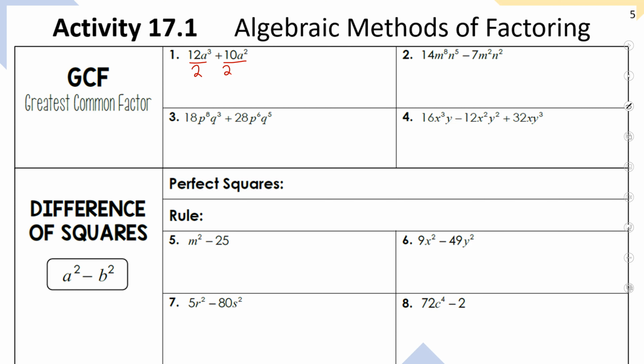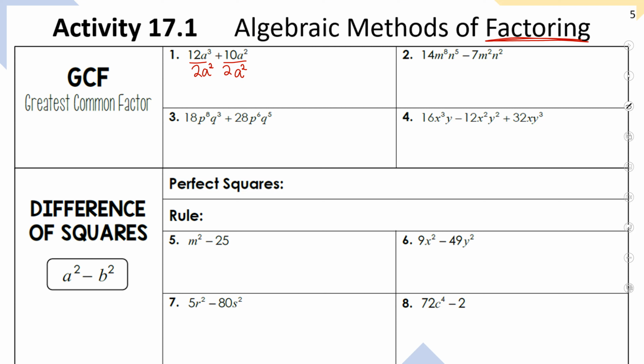Now let's look at the variables. This one has 3 A's and this one has 2 A's. So the greatest one that they can both give me is A squared. So 2A squared is the greatest common factor. Now remember, we are factoring. So my answer, I'm going to simplify this.